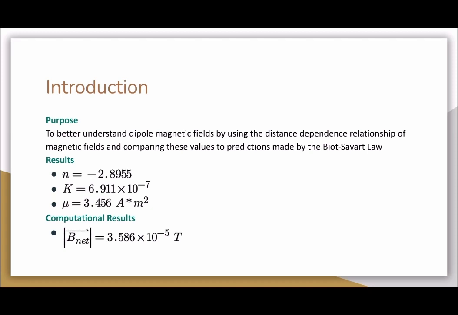From my calculations, I found that n is equal to negative 2.8955, k is equal to 6.911 times 10 to the negative 7, and mu is 3.456. From the computational results, I found that B net is 3.586 times 10 to the negative 5 teslas.